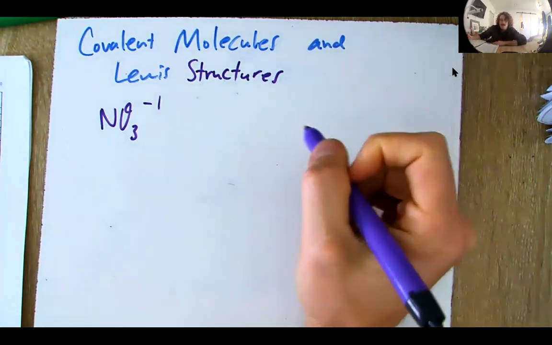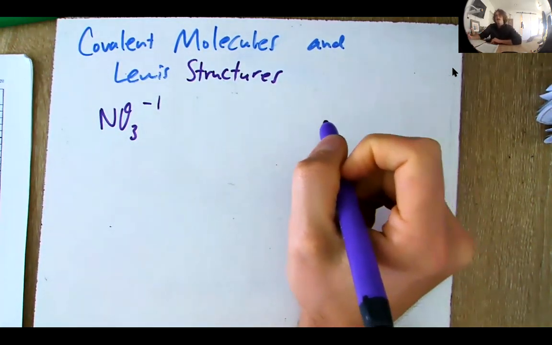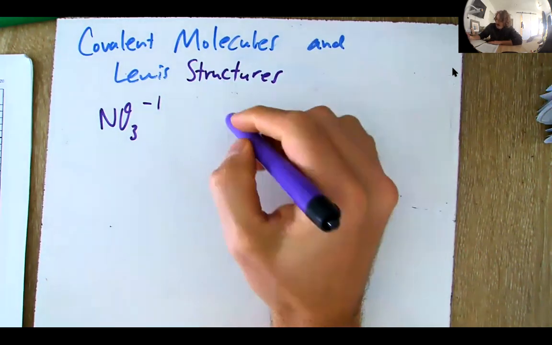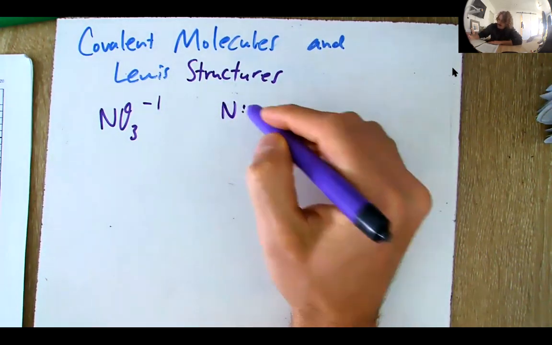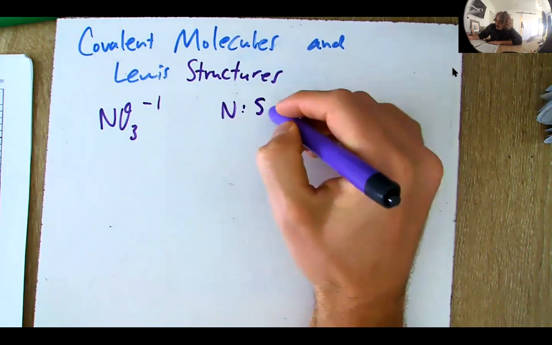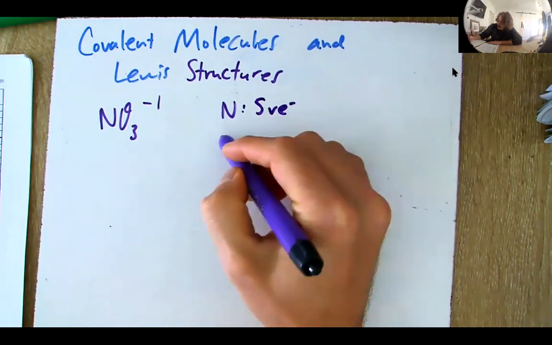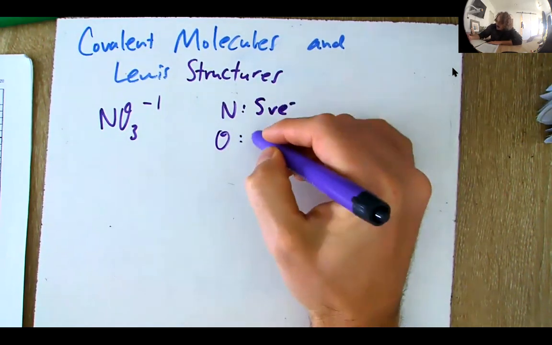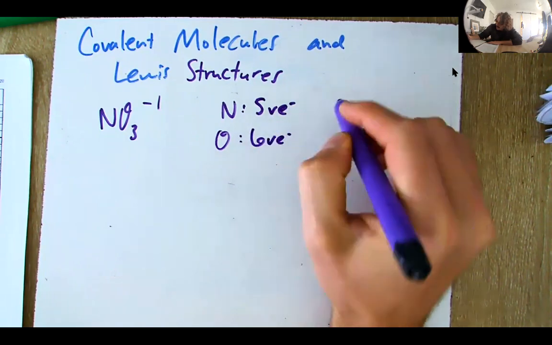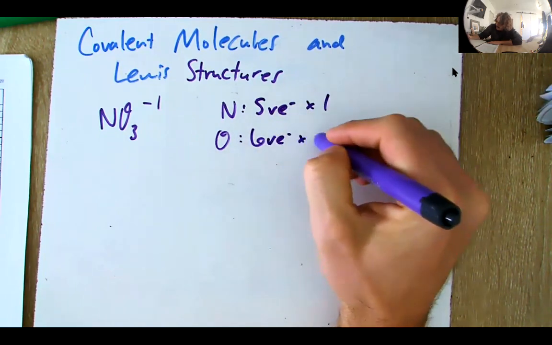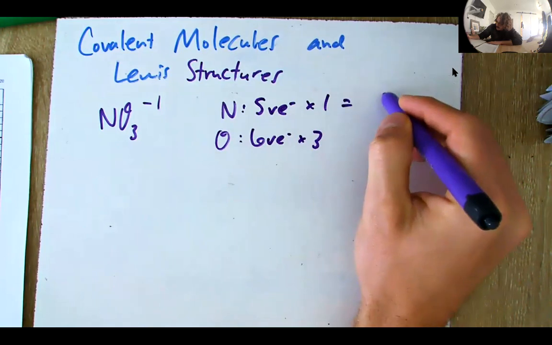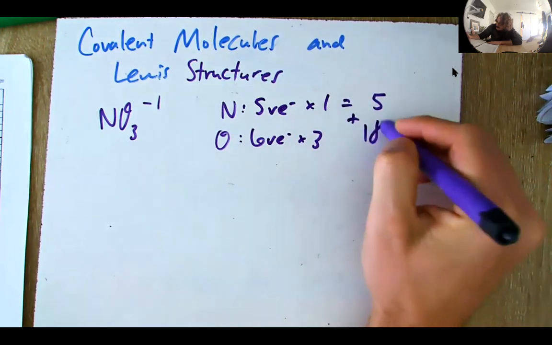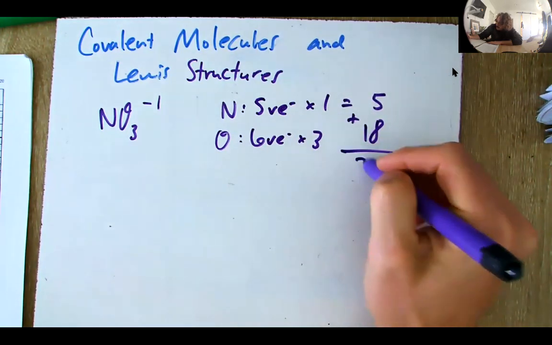So how you do these more complex Lewis structures for polyatomic ions is you add up the number of valence electrons. Nitrogen brings in 5 valence electrons. Oxygen brings in 6 valence electrons. There's only 1 nitrogen, and there are 3 oxygens for a total of 5 plus 18, which is 23.